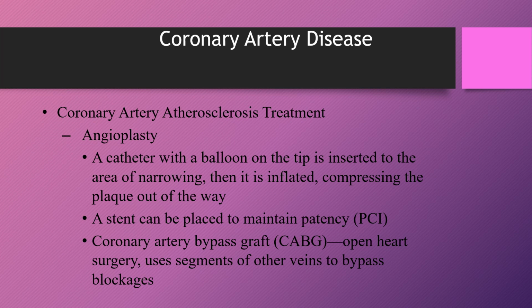There are a few treatments for coronary artery atherosclerosis. First, angioplasty, in which a catheter and a balloon on the tip is inserted to the area of narrowing. Then it is inflated, compressing the plaque out of the way. A stent can be placed to maintain the patency. Alternatively, some patients may need coronary artery bypass grafting or CABG. This is an open heart surgery that uses segments of other veins to bypass the blockages.